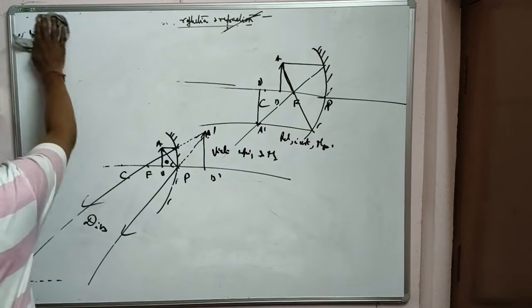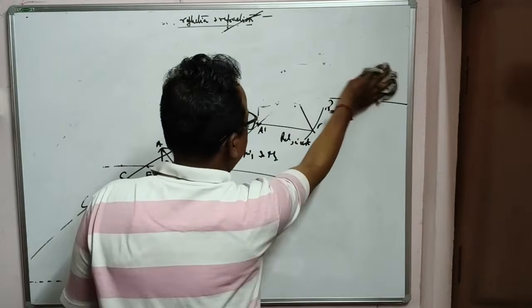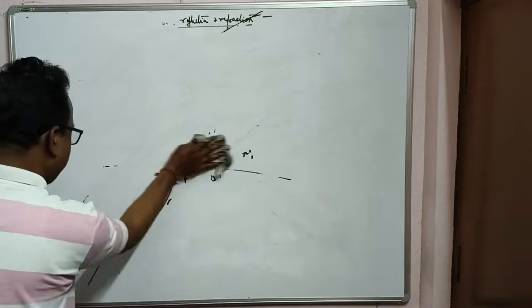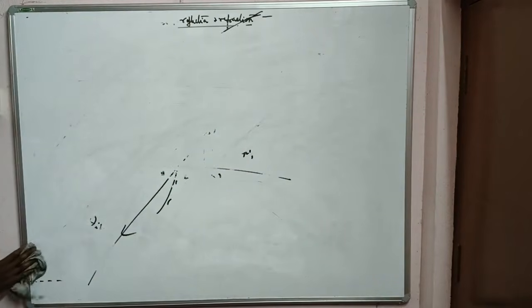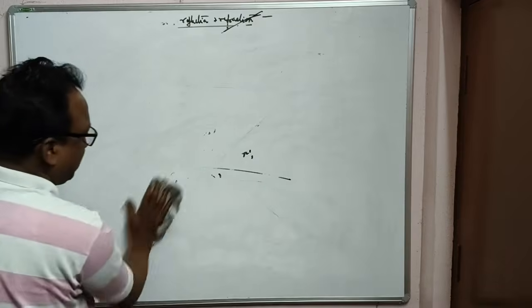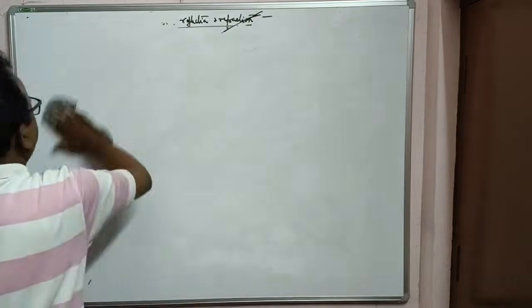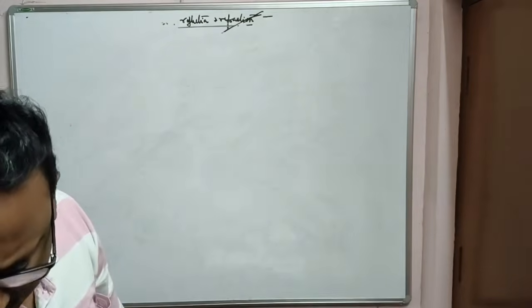And the same thing you can draw for convex also, please. These are the different figures for concave mirror. Same thing you can apply for convex mirror, please. Same thing you can observe for convex mirror. So these are very, very important image formations for the mirrors.